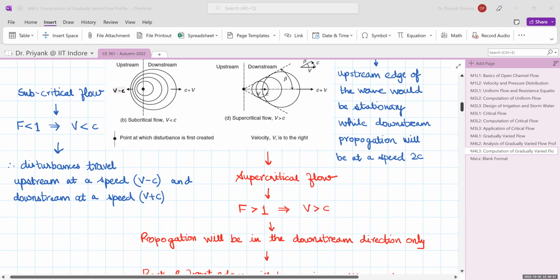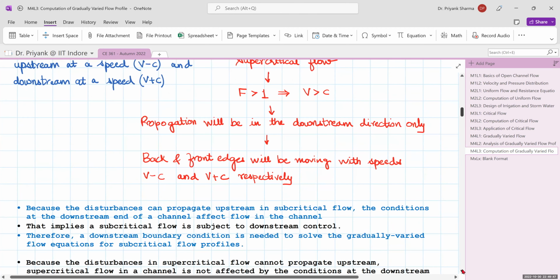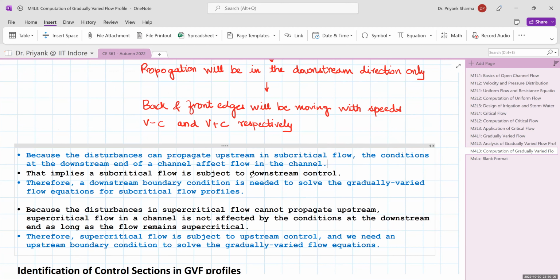So this is what the flow conditions depend on. Based on this flow condition, the disturbances propagate upstream in case of a subcritical flow. So the conditions at the downstream of the channel would affect the flow. So this implies that there is a downstream control for a subcritical flow.